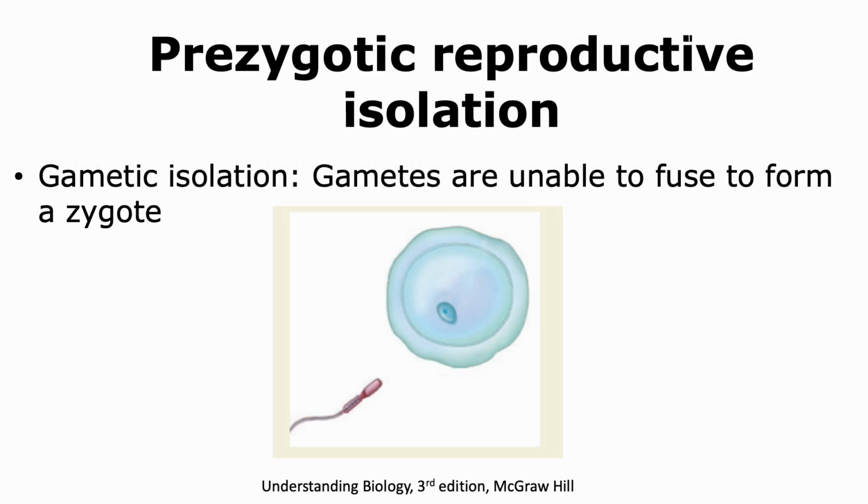In the case of gametic isolation, we have a situation where the members of two different species are able to mate. However, the gametes are unable to fuse with one another to form a zygote. This could be because the proteins that are needed for the fusion of the different gametes are not present, among other types of mechanisms that do not allow the gametes to fuse.